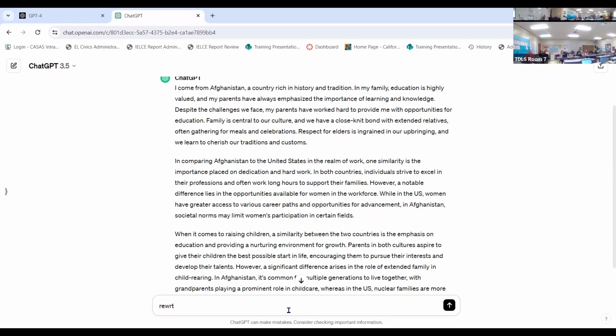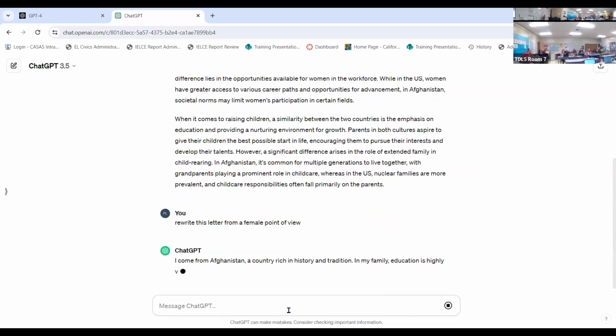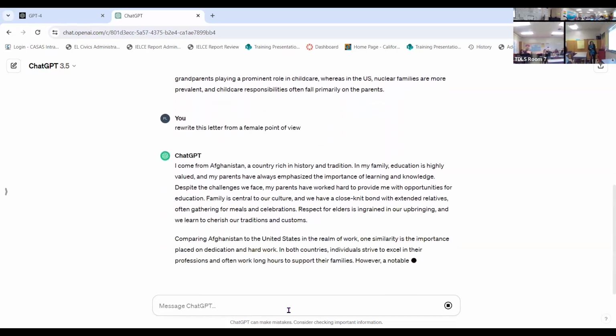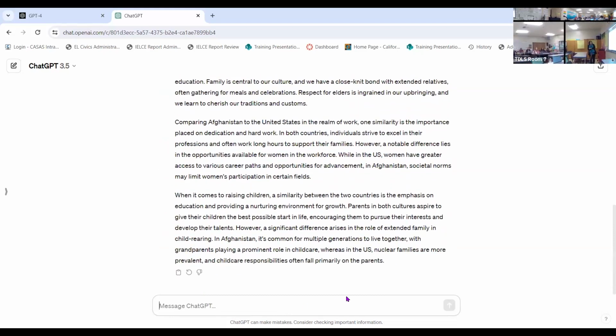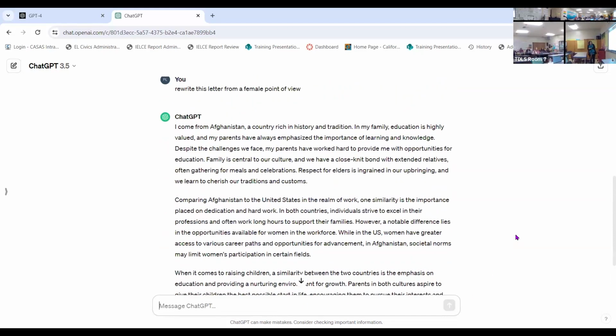In this case, I would say the language is very flowery. We also value education in the United States, and yet the reality for people is very different depending on who you ask. So what did you write? I said, rewrite the letter from a female point of view. Okay, so let's see what it says.